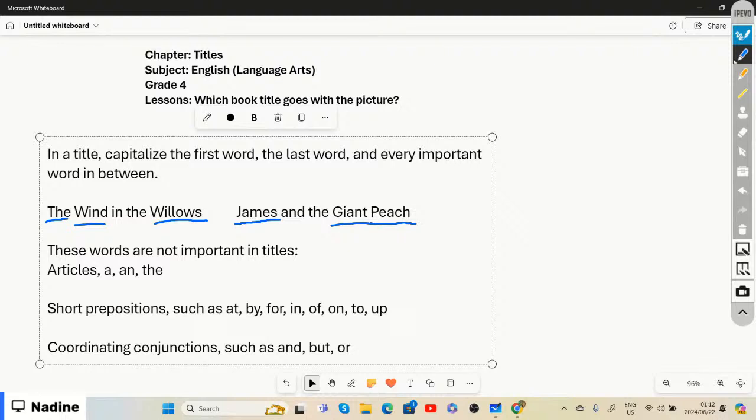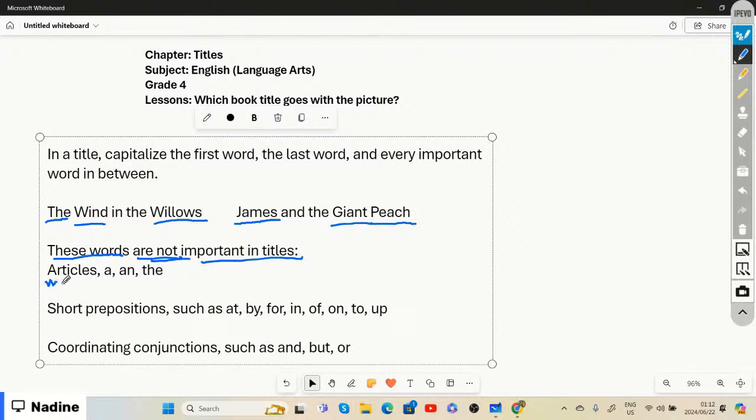So words like in, words like the, words like and, those can either be a conjunction or a preposition, right? But those as well as articles are words that we do not capitalize because that is not important. So the words that are not important within titles, right? And when we say not important, then we mean that you do not capitalize those words.